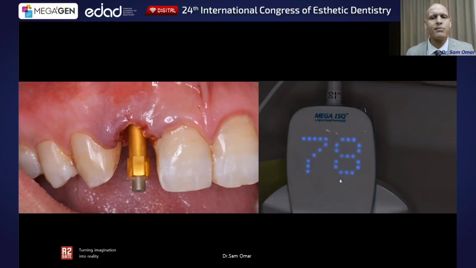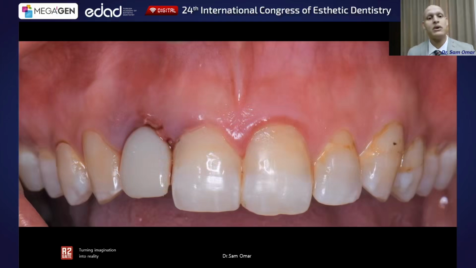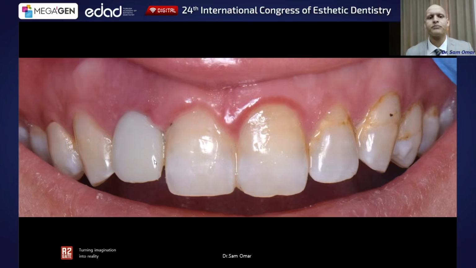We placed the implants, we got 78 ISQ, which means that we got higher than 75, which means that I could actually load my restoration in the same day. This is a 3D printed crown, and this is how a 1 week follow-up looks like for this patient.